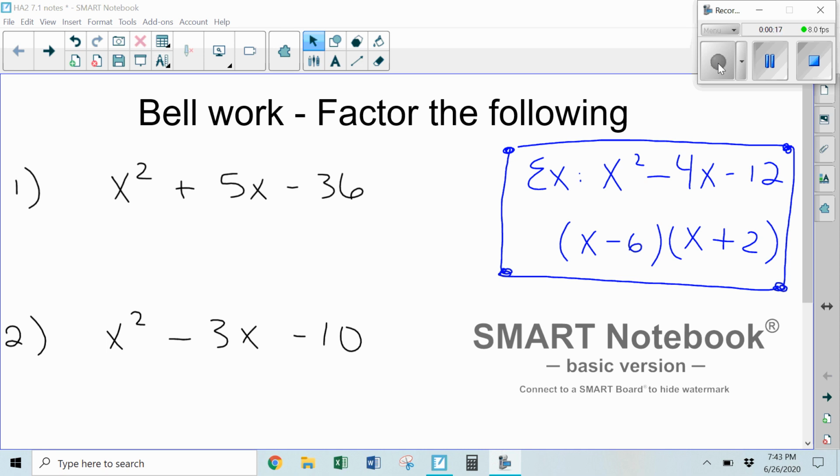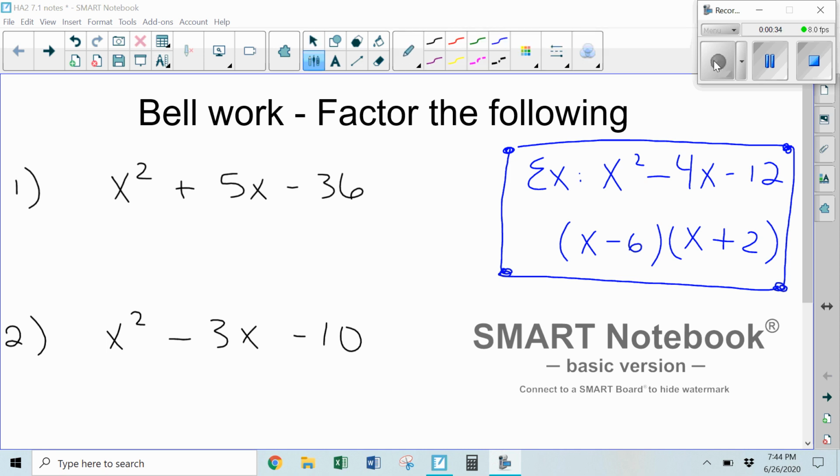It says factor the following. You've done factoring several times in your math career, but it's going to come back up quite a bit in this unit, specifically in Activity 7. So I want you to get some practice before we start using it every day. So go ahead and pause the video and factor questions 1 and 2.